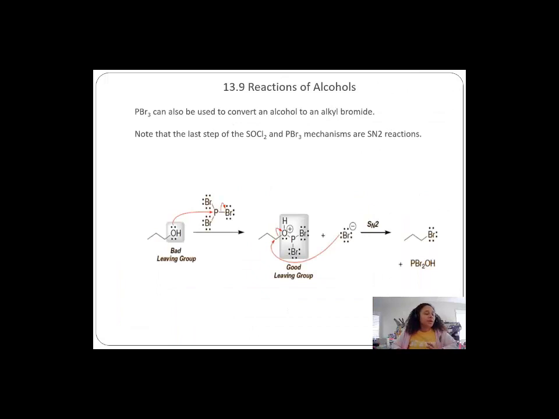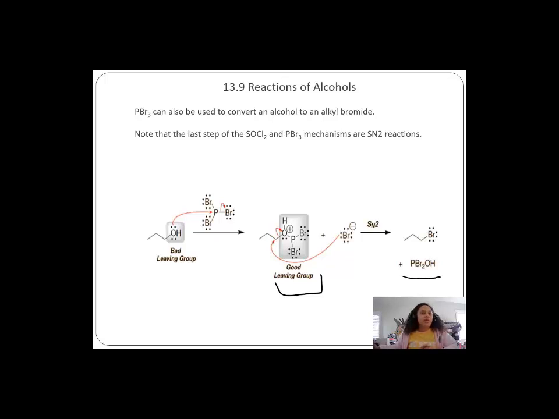So what if you wanted a bromine instead? There is a version of this that you can use for bromine. It uses phosphorus tribromide, and phosphorus tribromide will do the same thing, forming a complex that makes a great leaving group, and then your bromine can come in and kick that leaving group out. Then you get your alkyl halide out, and you get a salt that you just wash away with water.